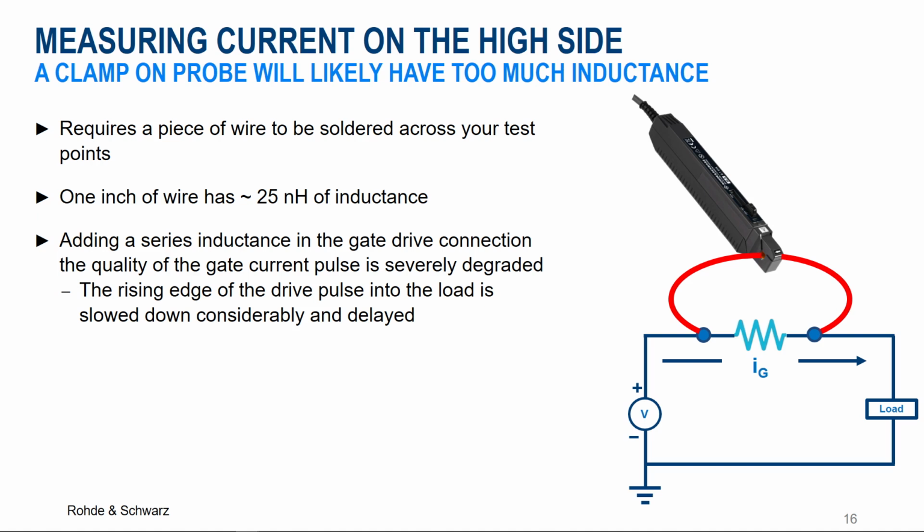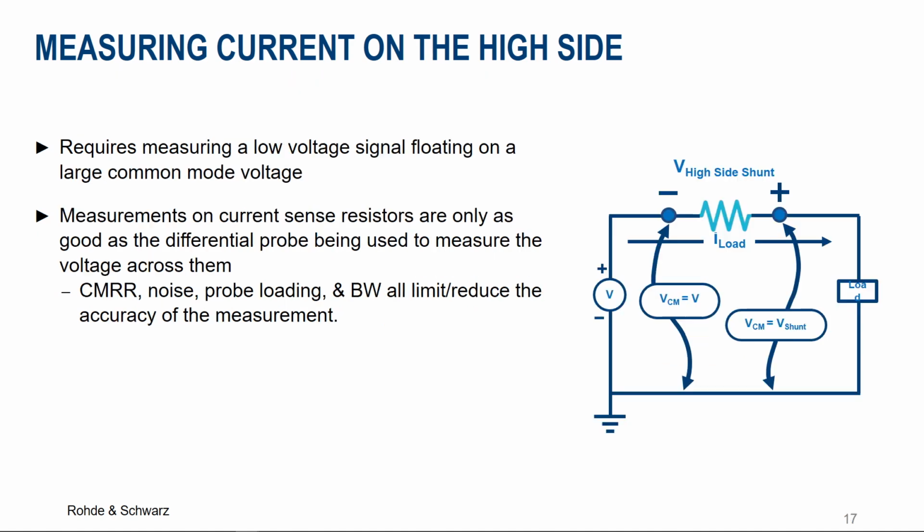First, a current probe requires a piece of wire to be soldered into the circuit. Adding this measurement loop will introduce additional inductance, altering the circuit's behavior. Also, current probes with sufficient bandwidth to measure faster switching devices typically have lower dynamic range. A current probe with sufficient dynamic range will most likely lack the required bandwidth.